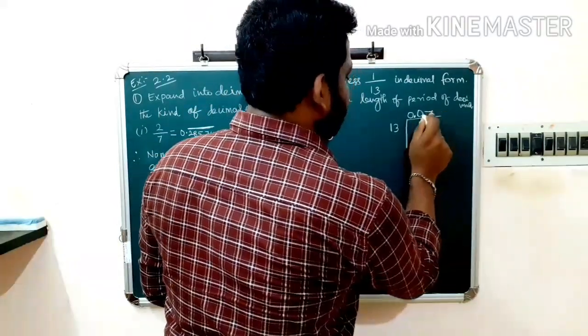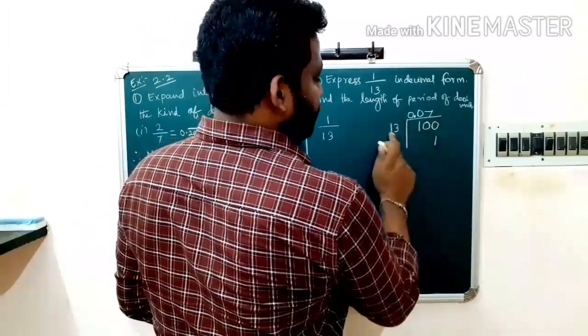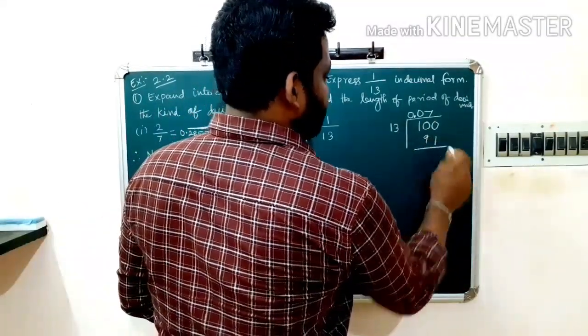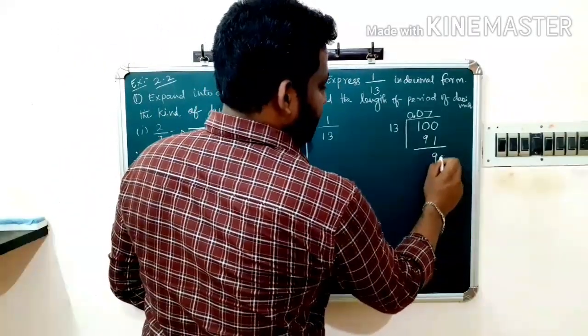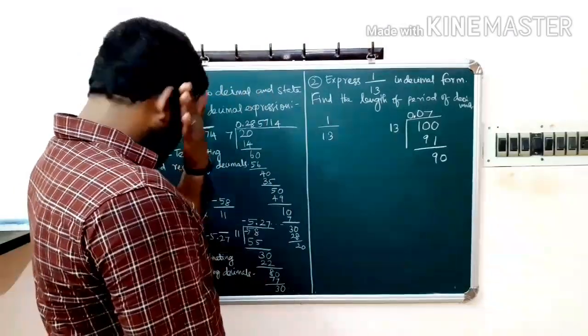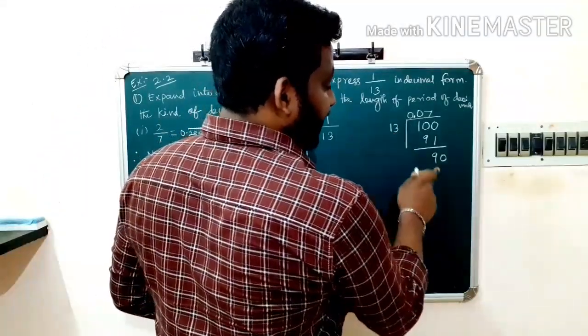7 13s are, 7 times 3 is 21, remaining 2, 7 times 1 is 7 plus 2, 9, so 91. So 7 13s are 91, and the remainder is 9. Add 0 here, 90. Again we have to divide 90 by 13.